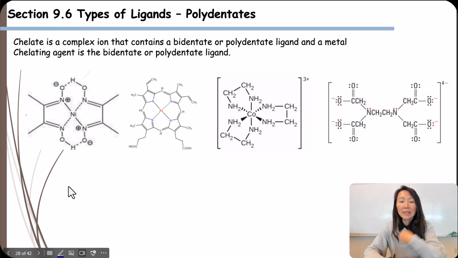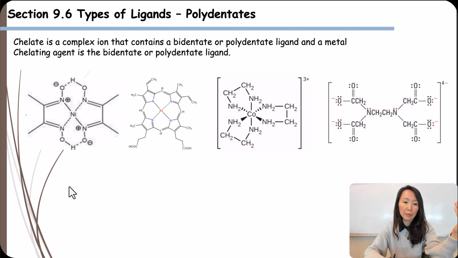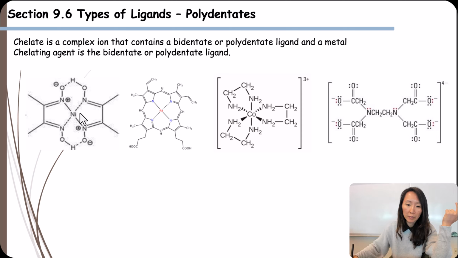All right, there are some vocabulary words I'd like to cover based on the types of ligand, in particular the polydentate. A chelate is a complex ion that contains either bidentate or polydentate ligands. So all of these right here, you could see that there's a metal in the middle. So there's nickel. Here's my iron. Here's my cobalt. These are all transition metals in the middle.